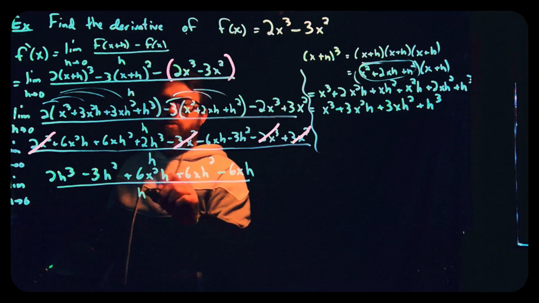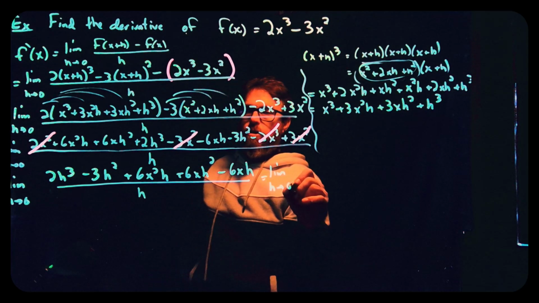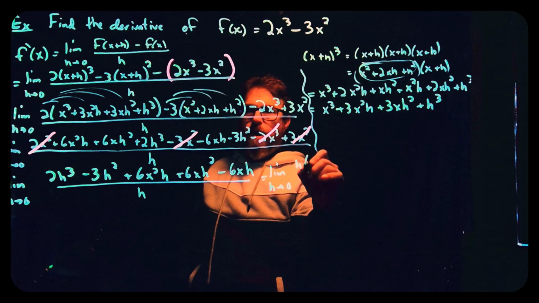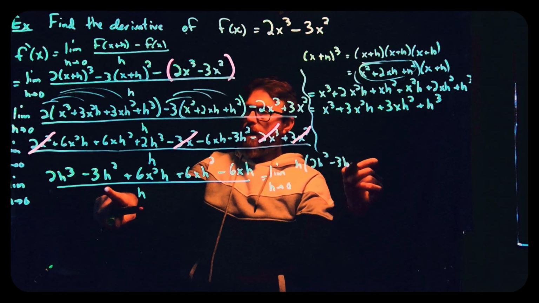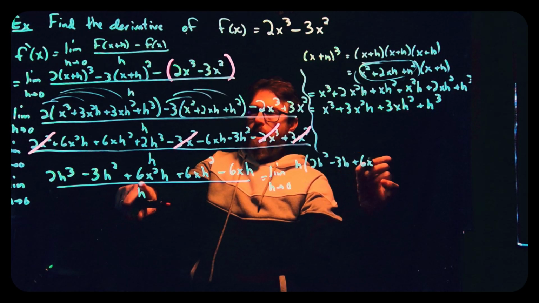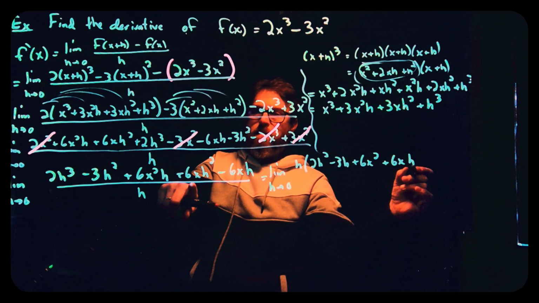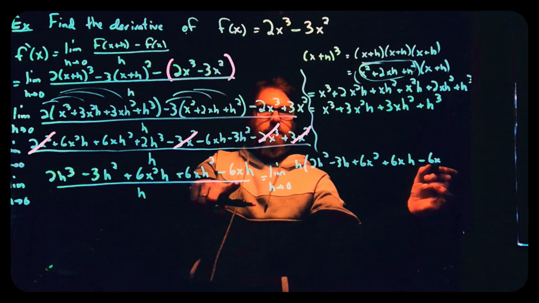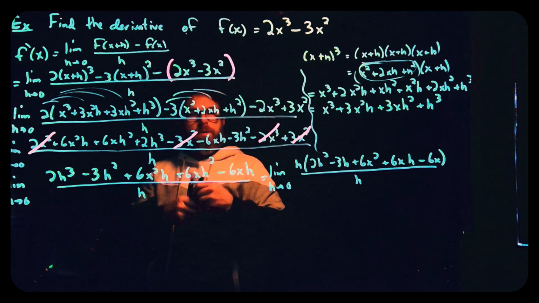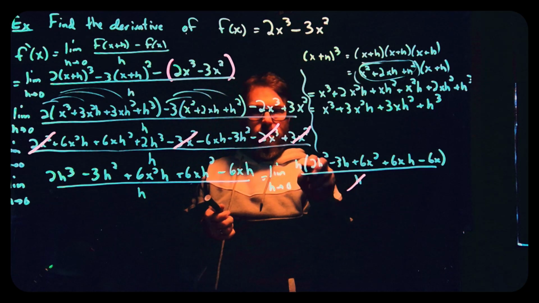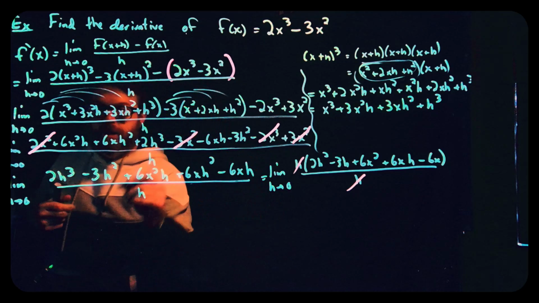Notice that each one of these things have an h in them, so I can factor out that h, so that I can cancel one of these h's on the bottom. So factor out an h, this is going to be 2h squared minus 3h plus 6x squared plus 6xh minus 6x, and then this is all going to be over h. So we can see that those h's will cancel, and now this function is defined at h equals 0. So we can plug in h equals 0.